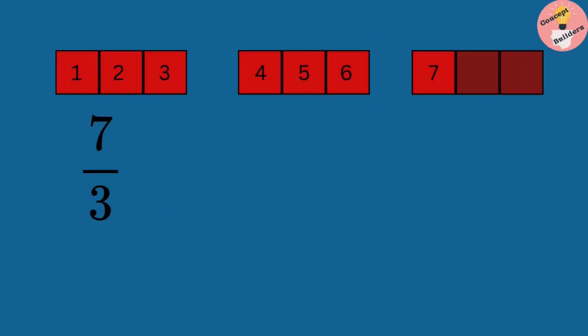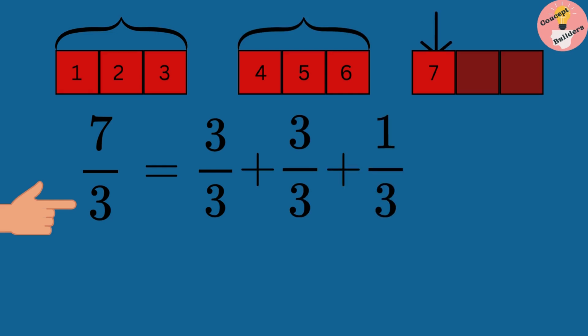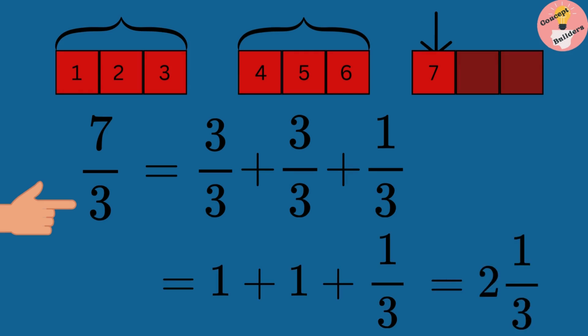Take, for example, 7 by 3. Here, 3 tells us that the full thing is divided into 3 pieces. To get to 7 pieces, you have to take all 3 pieces of the first thing, then all 3 pieces of the second thing, and then 1 more piece from the third thing. That means you are taking more than 2 full things. You can also write this fraction as 2 and 1/3. This is clear to me now.